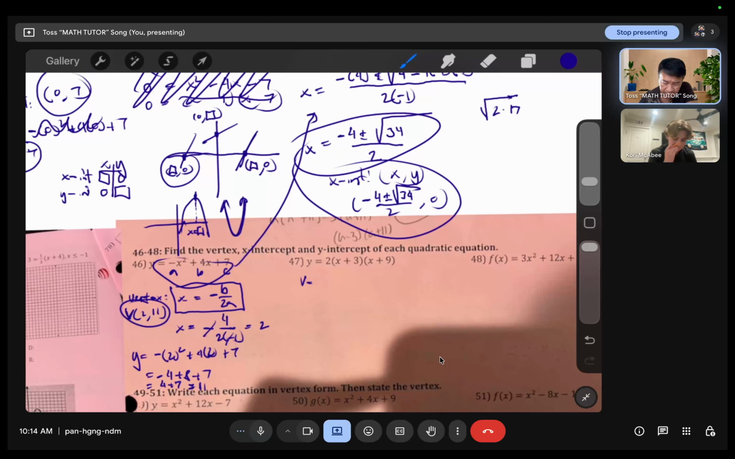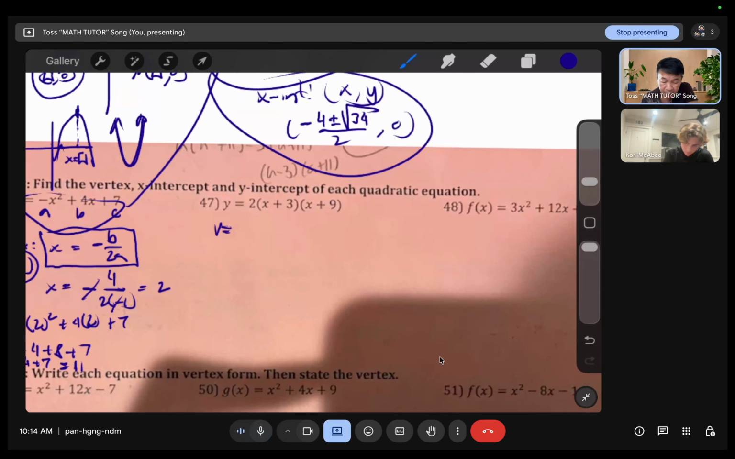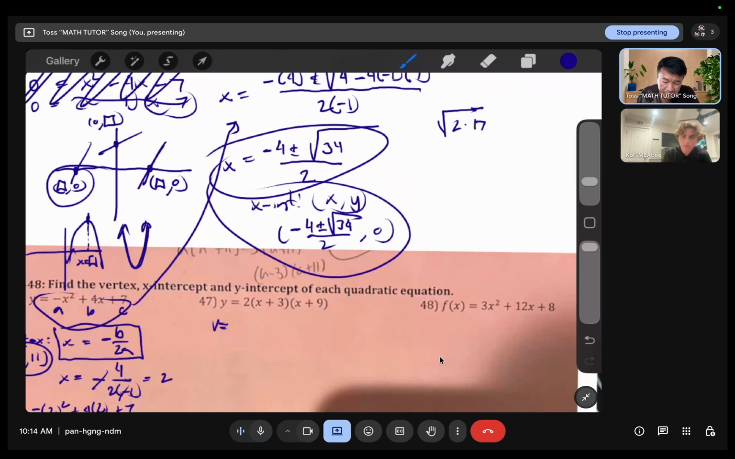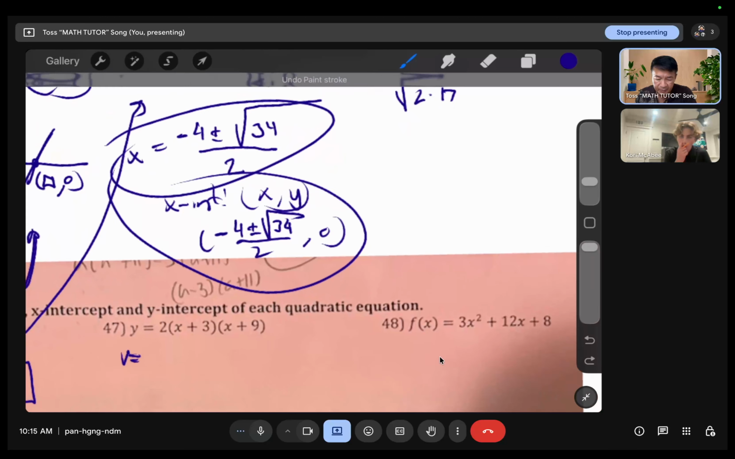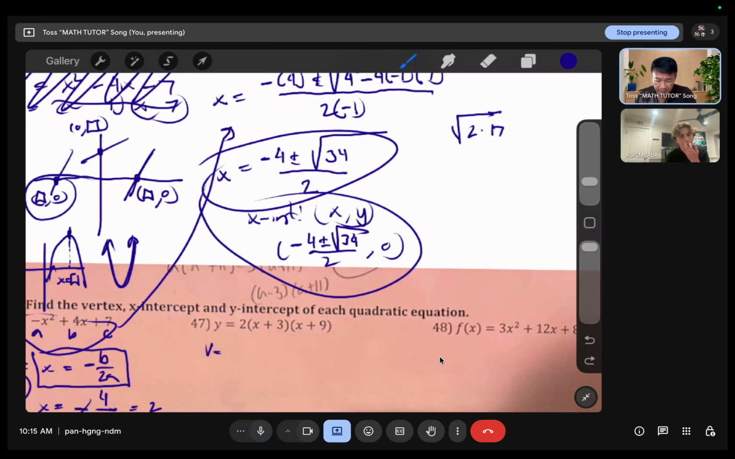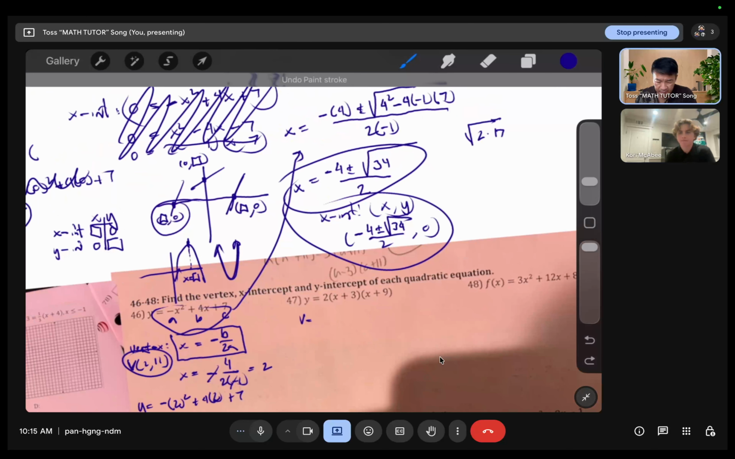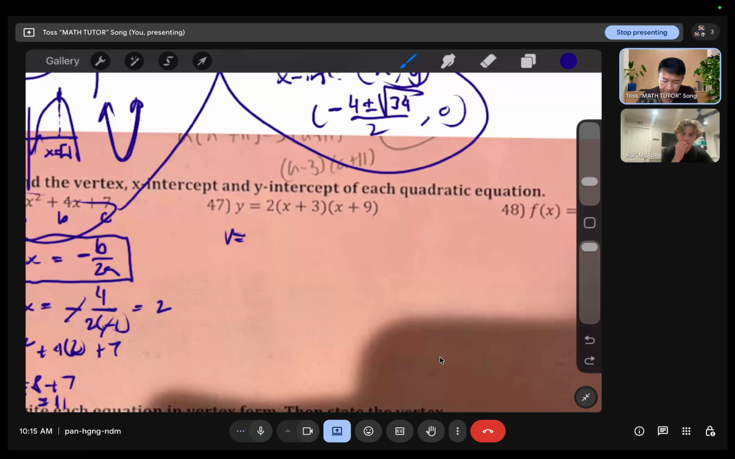Mm-hmm. For 47, it's not an A, B, and C form. You can make them and do the whole thing the same. It does not necessarily mean that you're going to get the x-intercept being this messy. If you factor it and it works, then it'll be two nice answers: x equals something, x equals something else. Now, it's not A and B, you can still make them, but you don't have to.